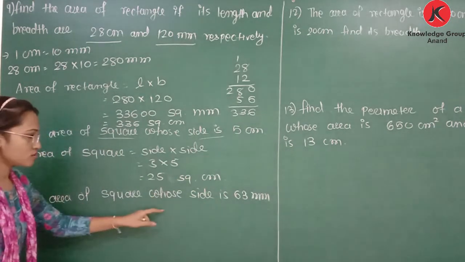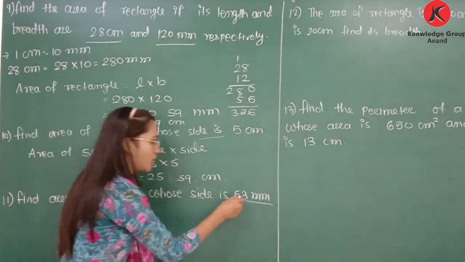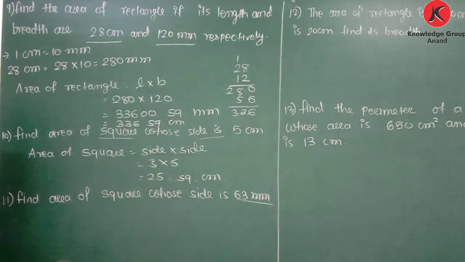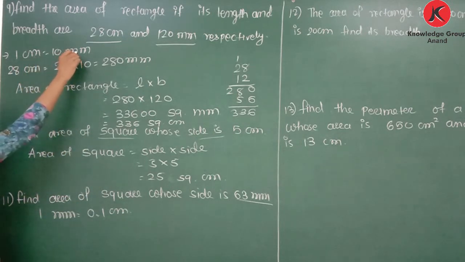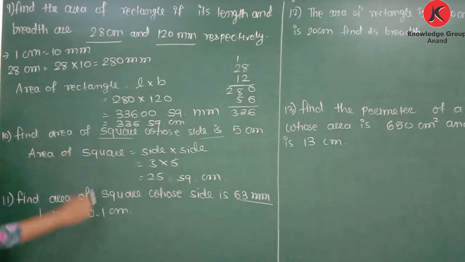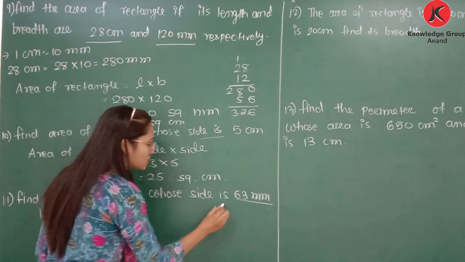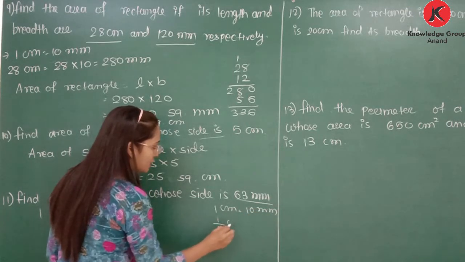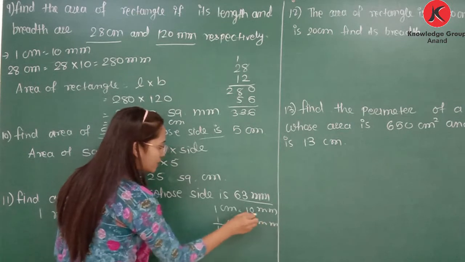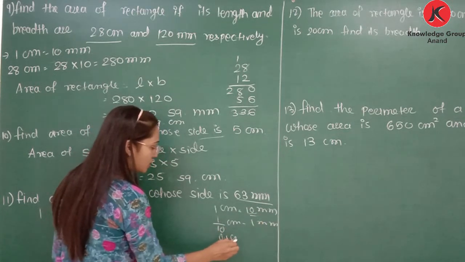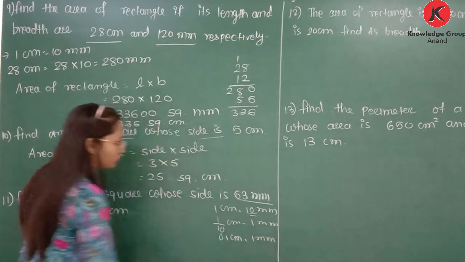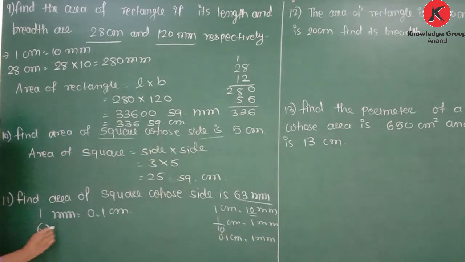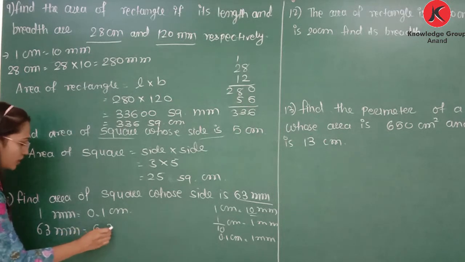Find the area of a square whose side is 63 mm. Again you can convert it into centimeter. So 1 mm is equal to 0.1 centimeter. If 1 centimeter is equal to 10 mm, so for 1 mm, 10 will be in the divide, that is why 0.1 centimeter. You can write like this. 1 centimeter is equal to 10 mm. So 1 by 10 centimeter is equal to 1 mm. Take this 10 in the divide, so 0.1 centimeter is equal to 1 mm. So 63 mm is equal to 6.3 centimeter.